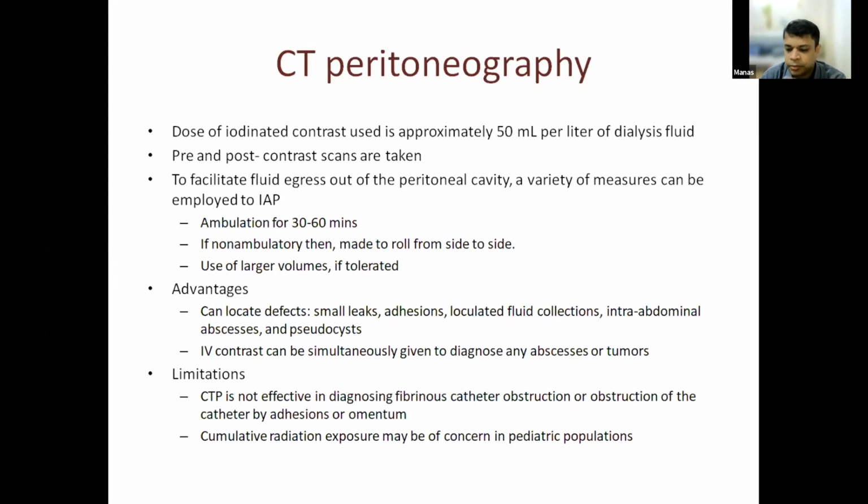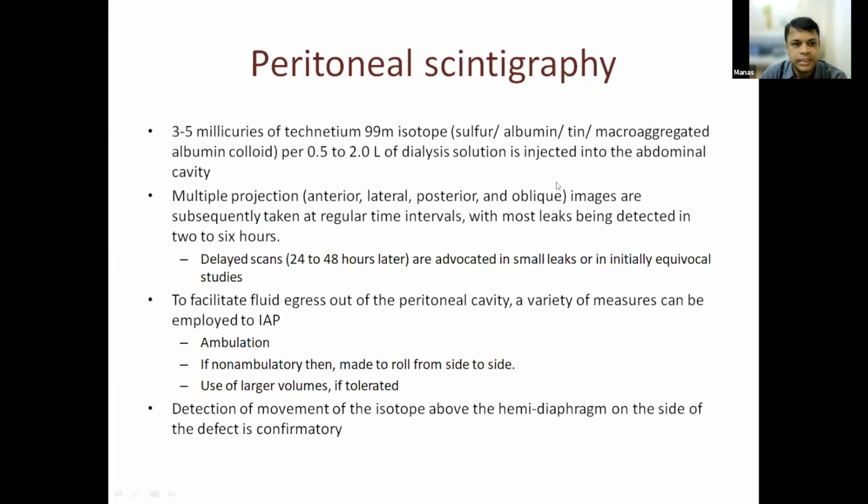In the pediatric population, CT peritoneography will probably involve more radiation. Coming to peritoneal scintigraphy, using technetium, we have used macroaggregated albumin or sulfur colloids instilled into the peritoneal cavity, and multiple projections are taken. Analysis is a little difficult. Only experienced persons can locate whether it is in the posterior, anterior, or lateral part of the diaphragm. So the location of the leaks is very difficult to know.